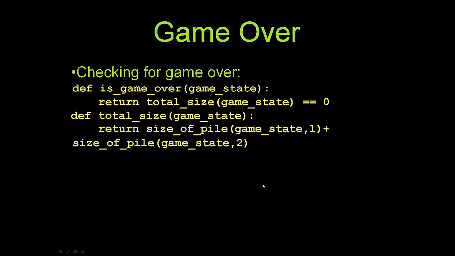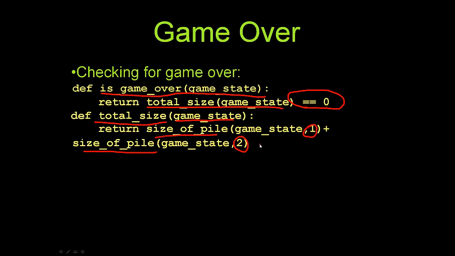Next, game over. How do we do that? Okay, now is game over, right? For the game state, you just check whether the total size of the game state is 0. Once there are no coins, the game is over. What is the total size of the game state? Well, you just add the size of pile 1 plus the size of pile 2. Okay, so very simple again.